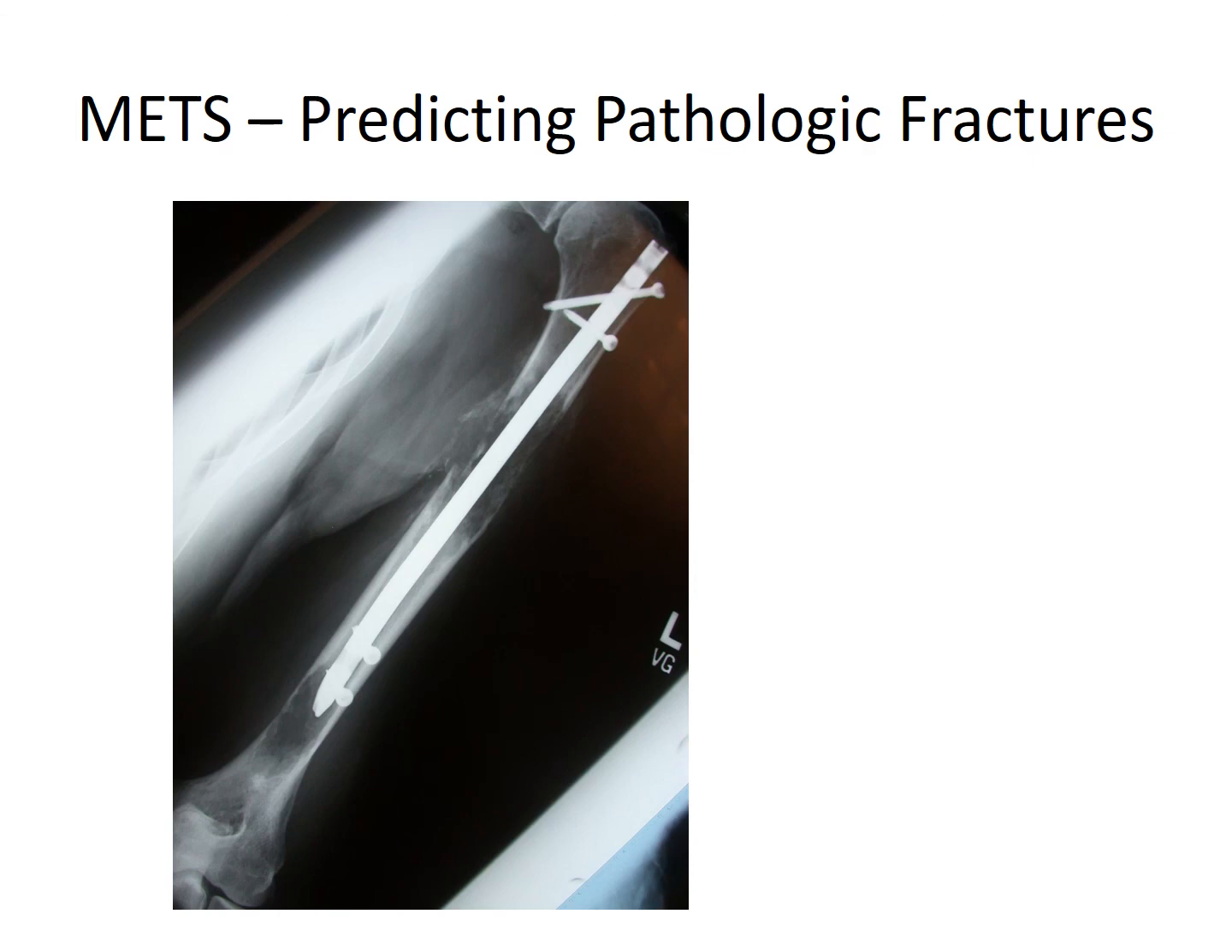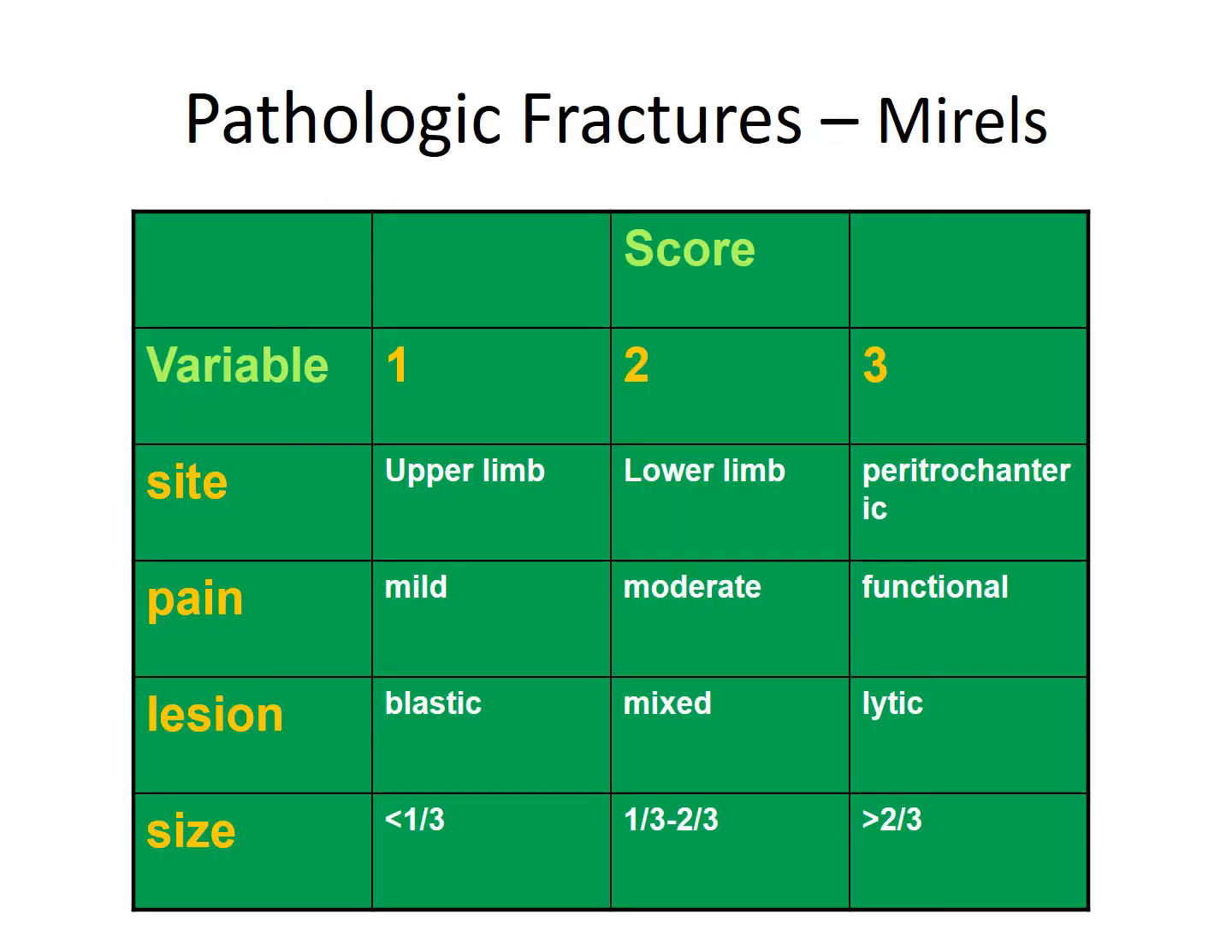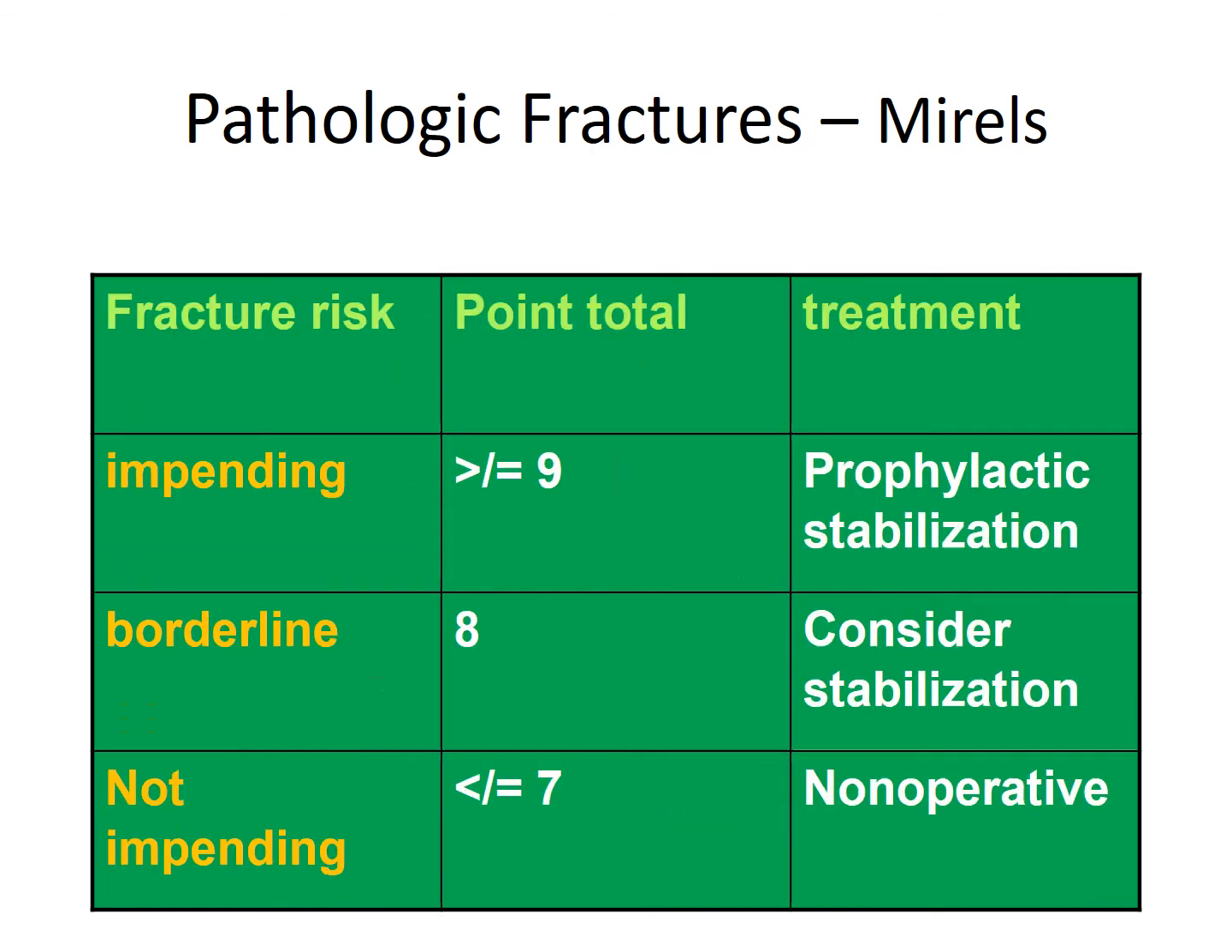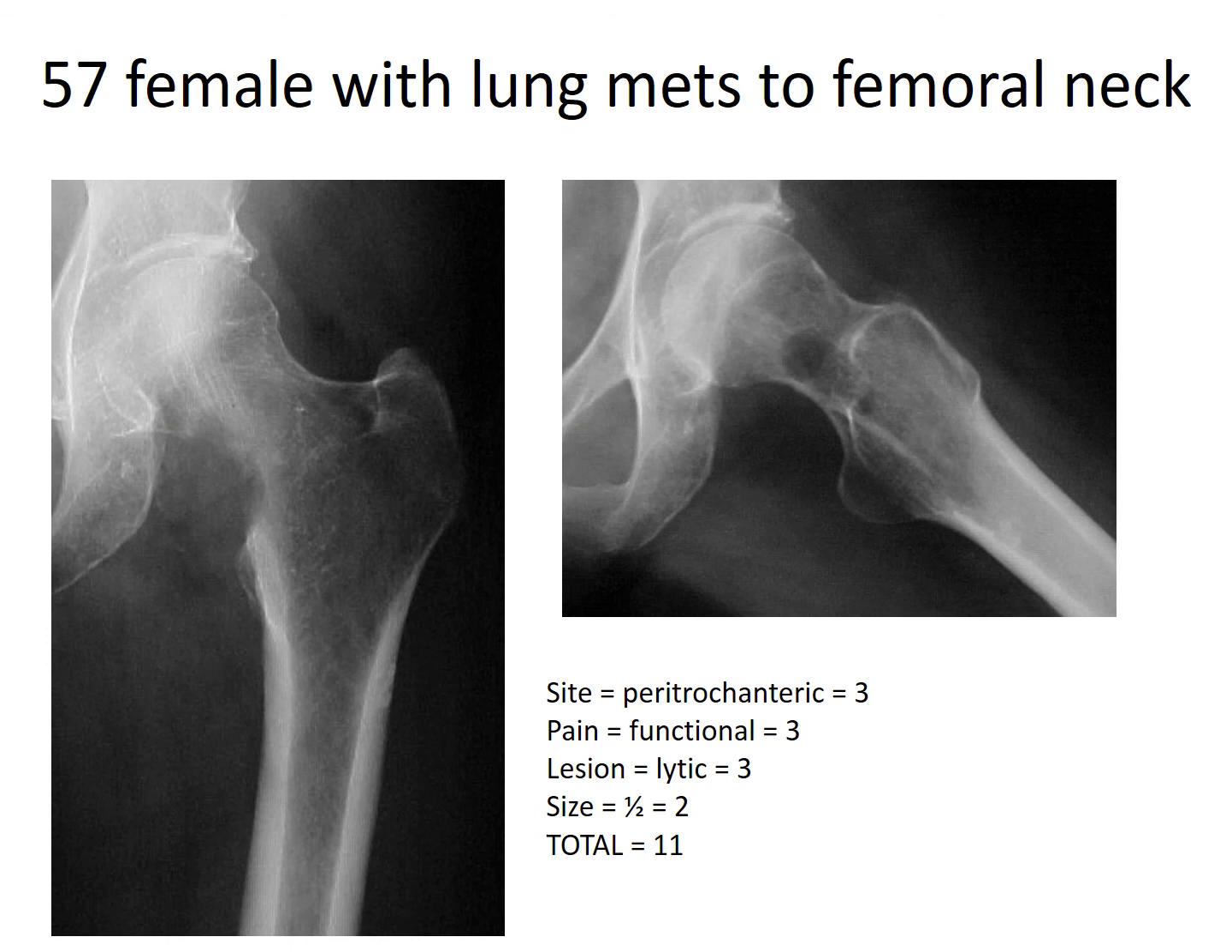If you're unsure as to how to operate or when to operate, remember the Mirels scoring classification, which looks at site, pain, lesion, and the size of the lesion. You can grade these based on impending, borderline, or not impending fracture. And here's an example of how to use that.